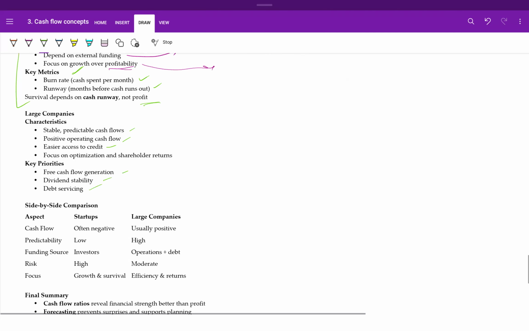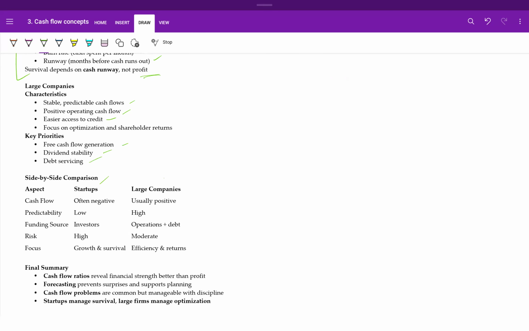Let's do a side by side comparison of a startup and a large company. When we talk about cash flow, startups more often have negative cash flow, especially in early years, because they have high spending on product development, marketing, and hiring. They limit or delay their revenues and focus on building customers and market presence first. Negative cash flow does not mean the startup is a failure. It often reflects investment in growth.